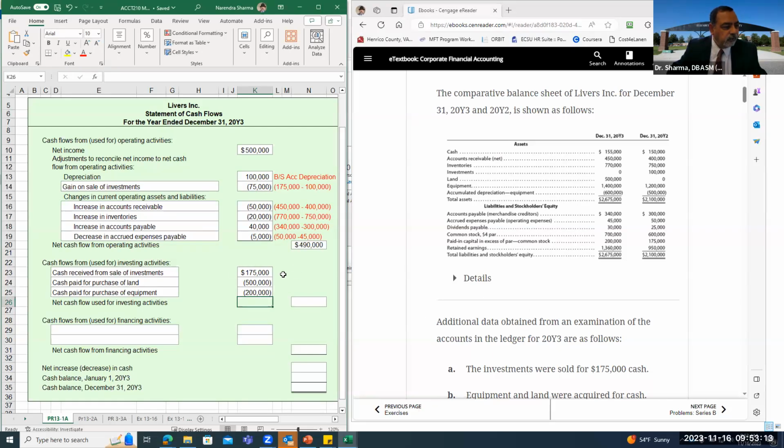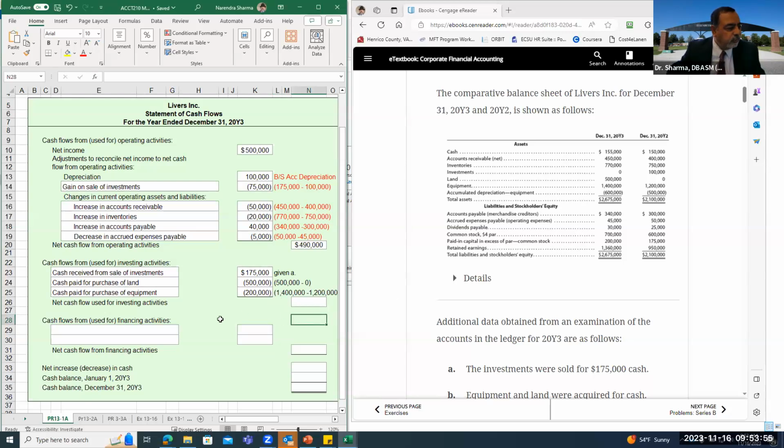Now, of course, this one was given, right, given in A. And this was, of course, in the balance sheet, we took the difference that was 500,000 minus 0. And this was, of course, 1,400,000 minus 1,200,000. Okay, so that's how I got that.